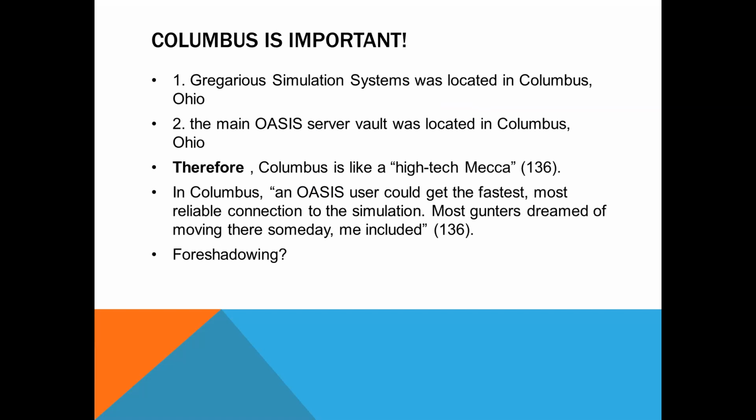Now, specifically, Columbus, Ohio is quite important for what we're going to discuss in context of Ready Player One. It's important for a few reasons. Number one, Gregarious Simulation Systems, or GSS, is located in Columbus, Ohio, along with IOI. And the main Oasis server vault was located in Columbus as well. This has allowed Columbus, Ohio to reimagine itself as a kind of high-tech mecca in this dystopian future of 2045. In Columbus, quote, an Oasis user could get the fastest, most reliable connection to the simulation. Most Gunters dreamed of moving there someday, himself included. Again, heavy foreshadowing here.